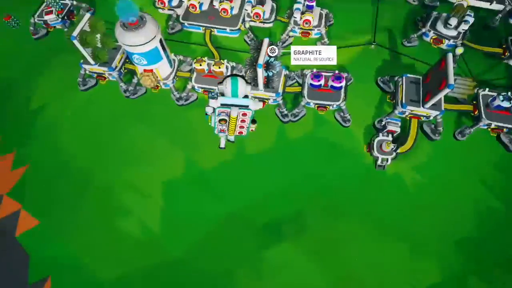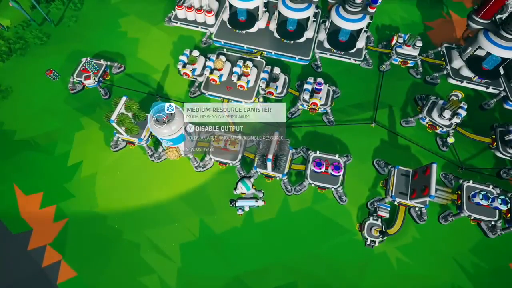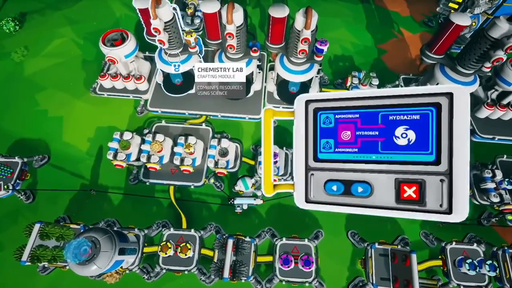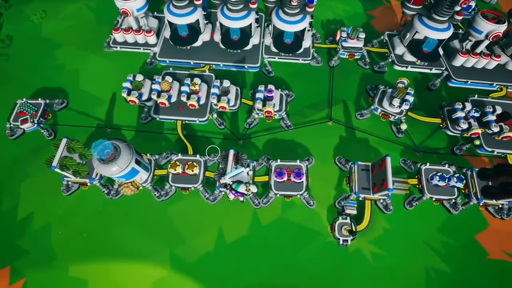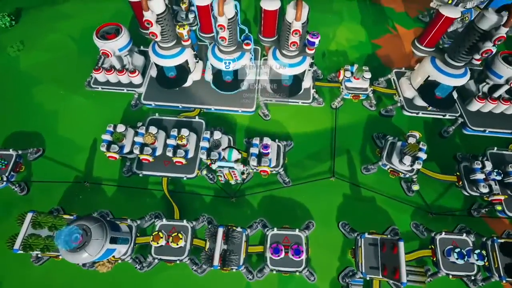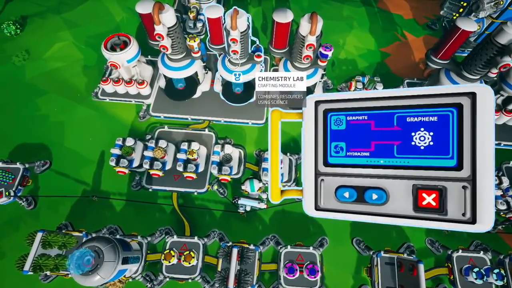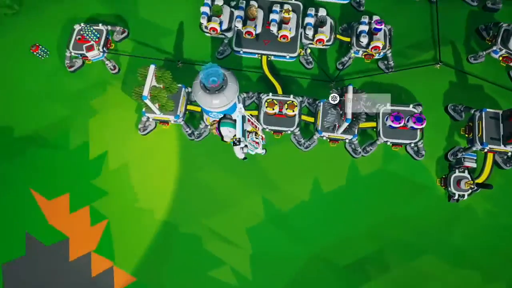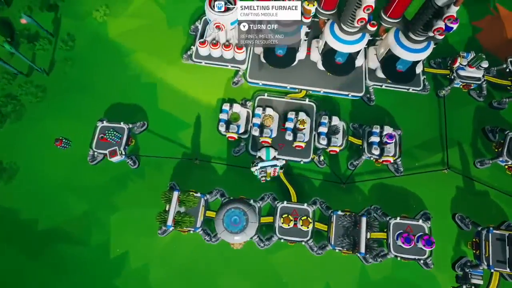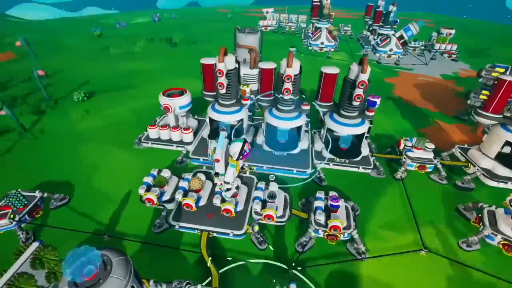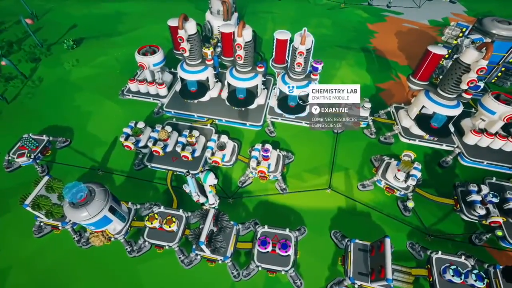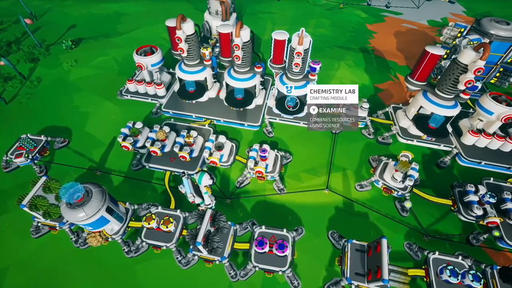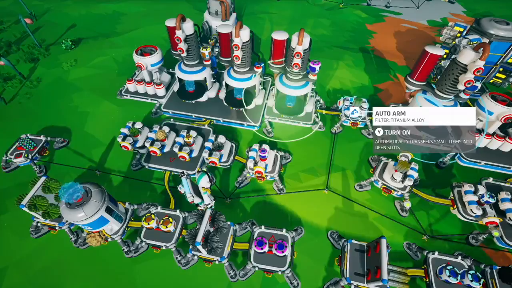So what you have is ammonium plus hydrogen makes hydrazine. We have a chemistry lab set up for that. Then we have graphite plus the hydrazine makes graphene, and over here we have titanite, which gets smelted into titanium, which gets combined with the graphene and nitrogen to make titanium alloy. Titanium alloy gets picked up by this auto arm, gets put over here.